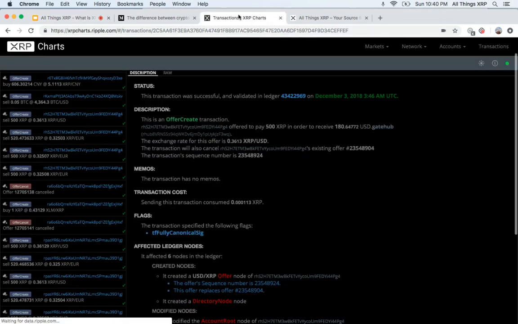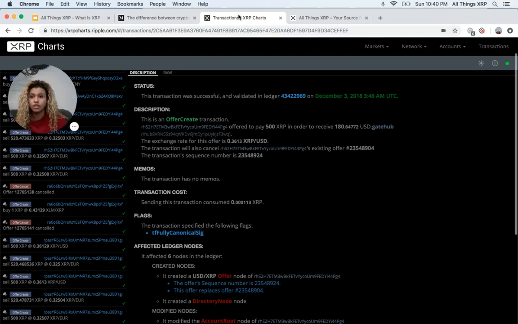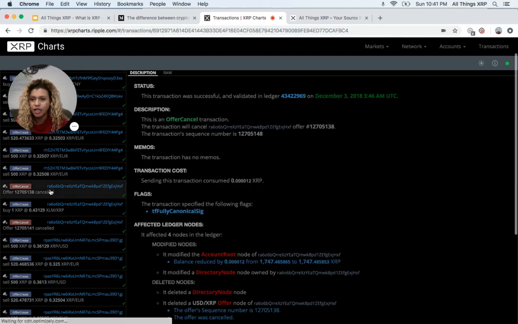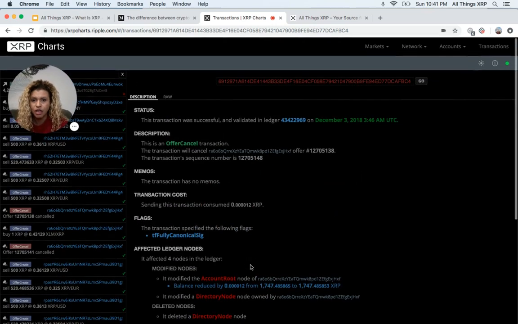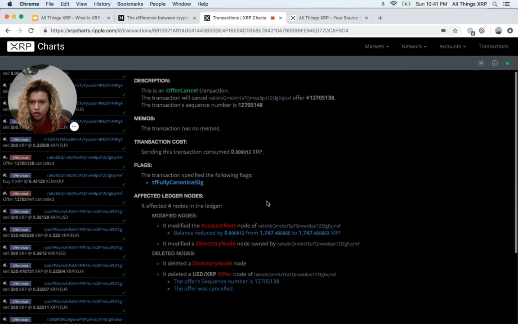So I wanted to show you what one of those looks like. XRP Charts is a great site for looking at this. It's available up here, you can see it. It's xrpcharts.ripple.com. And here they maintain a record of all of the different transactions that are happening. I don't know if you'll see this actually refresh while we're on this page, but you can click into any of these transactions and get full details about where it was, whether the transaction was canceled, and what wallets are involved.